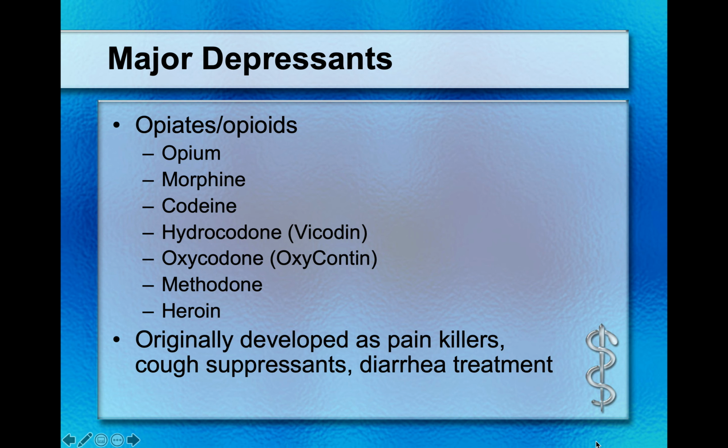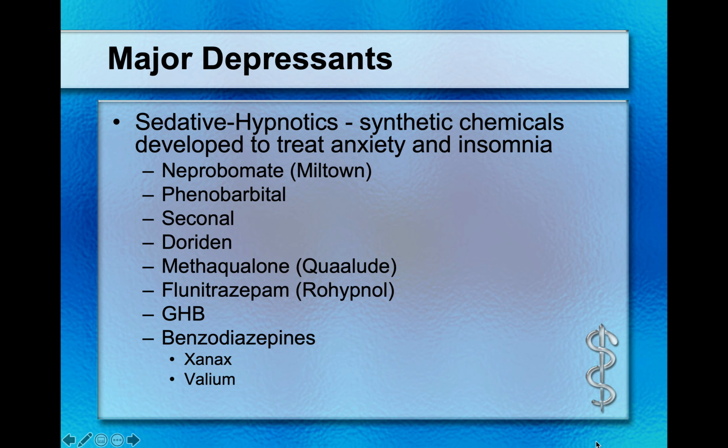Opiates and opioids include opium, morphine, codeine, hydrocodone, oxycodone, methadone, and heroin. Another name for hydrocodone you may have heard of is Vicodin, and you may have heard of OxyContin, which is oxycodone. Originally, they were developed as painkillers, as cough suppressants, and to treat diarrhea. The sedative hypnotics are synthetic chemicals developed to treat anxiety and insomnia.